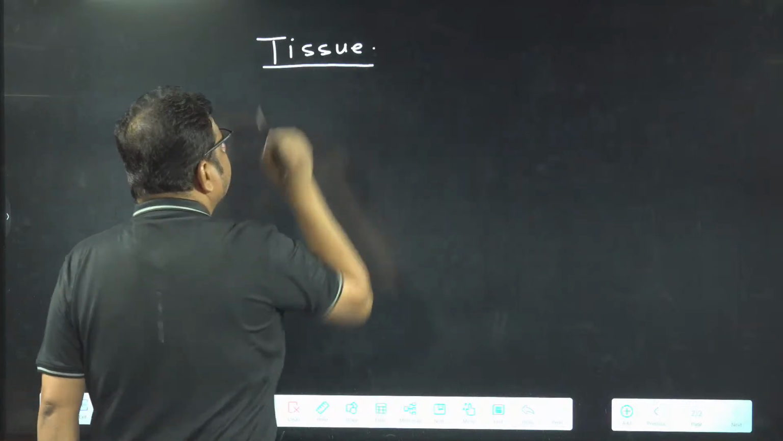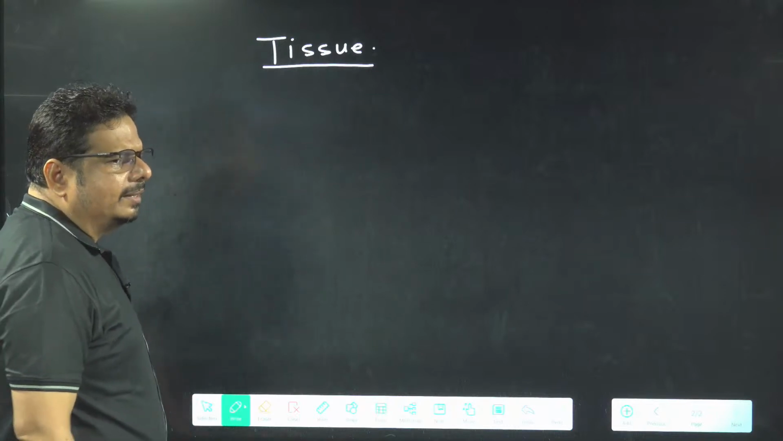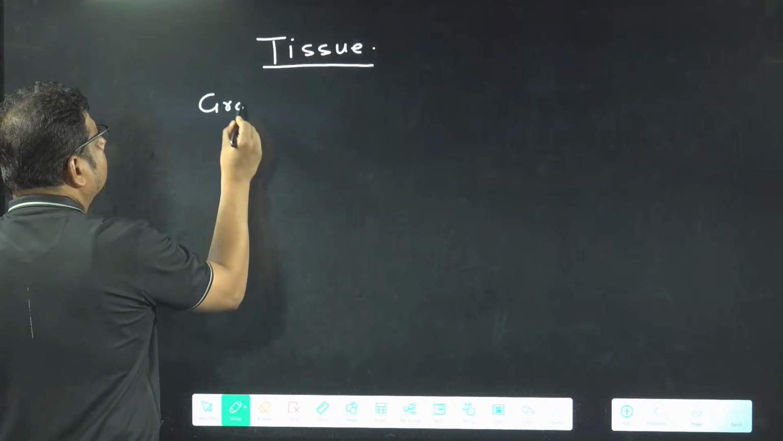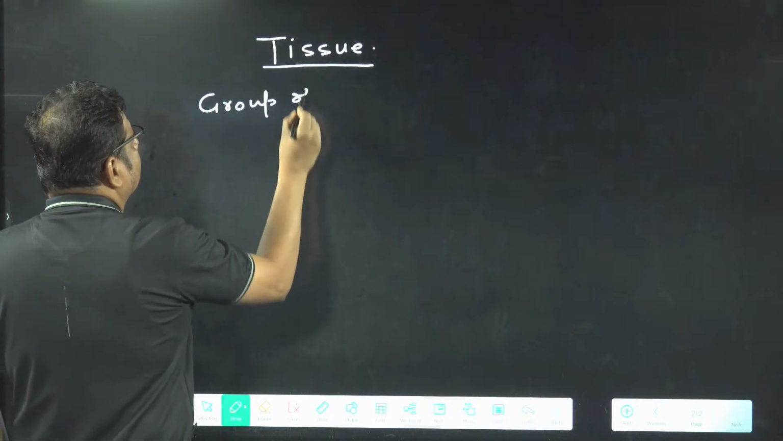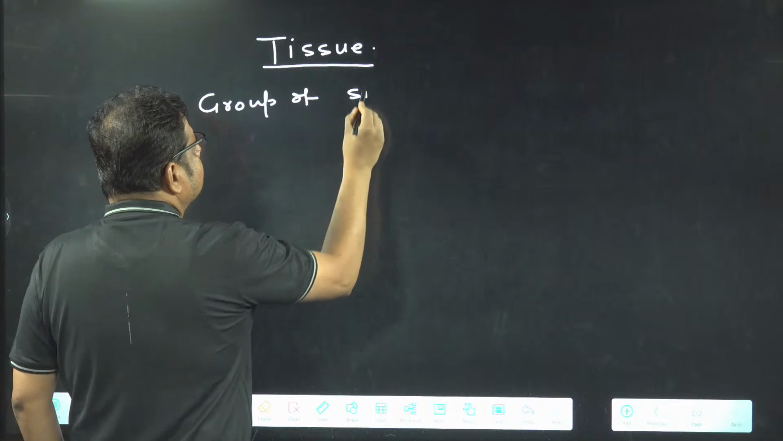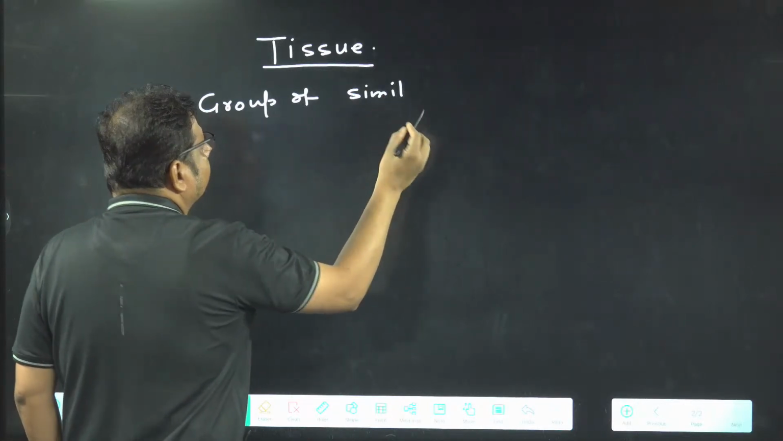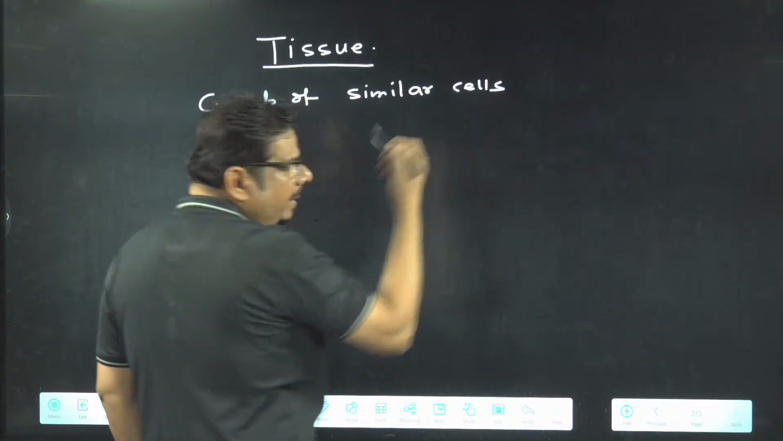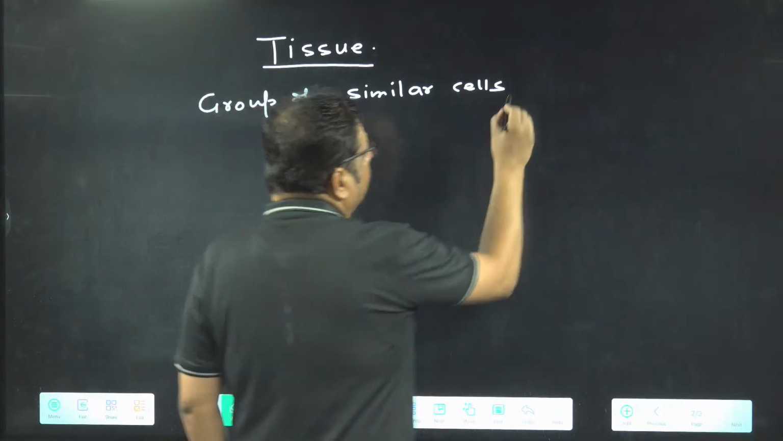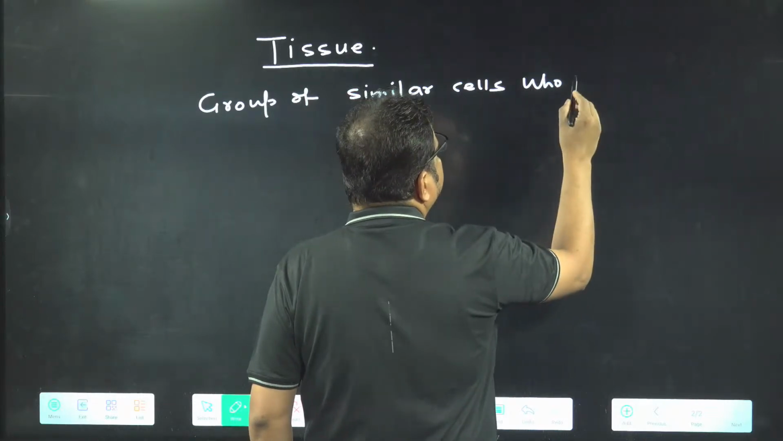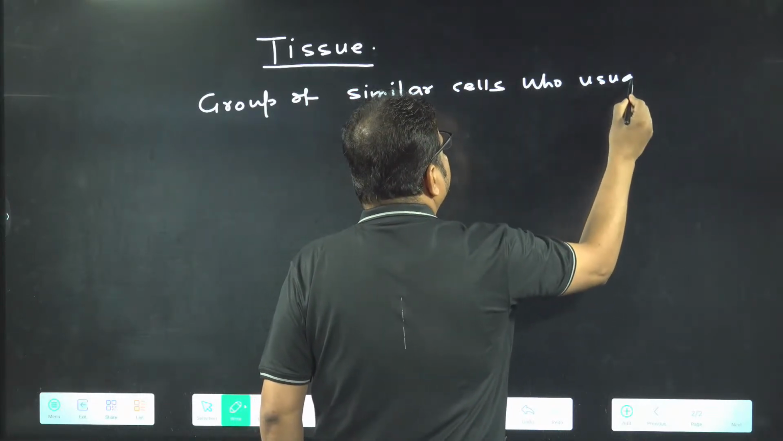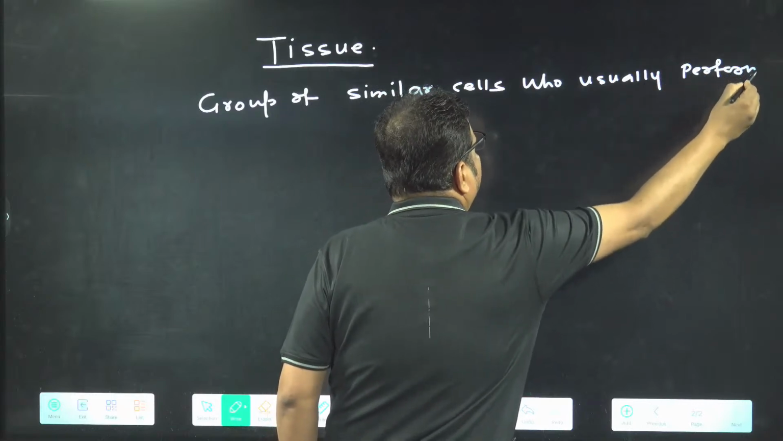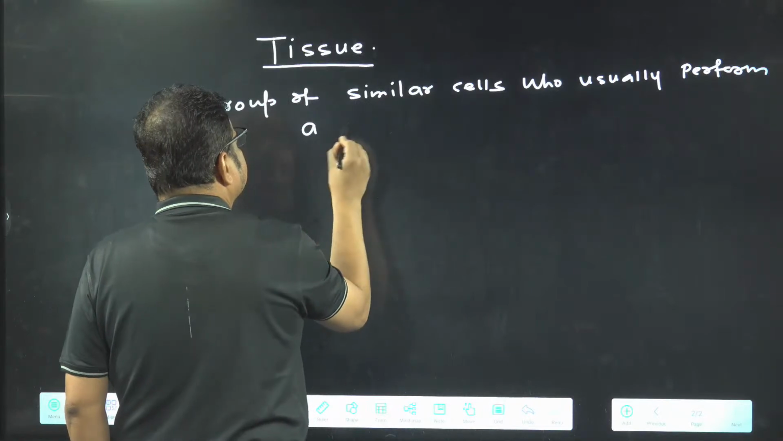Tissue. So what is the definition of tissue? Tissues are what basically? A group of similar cells. It may be dissimilar, who usually perform a similar function.